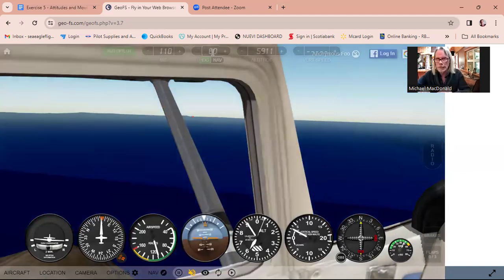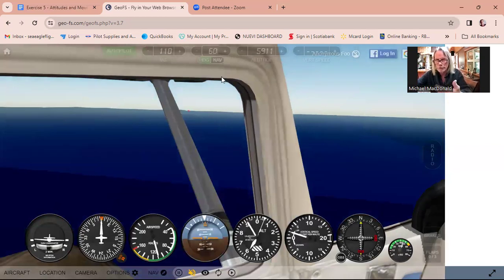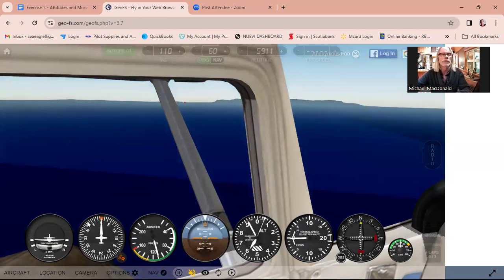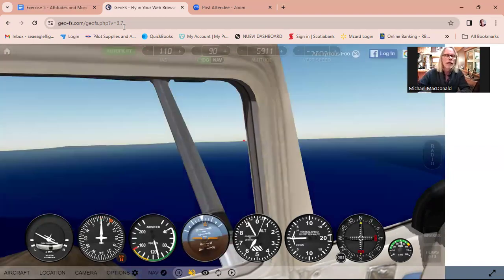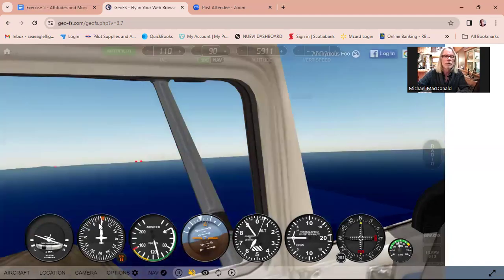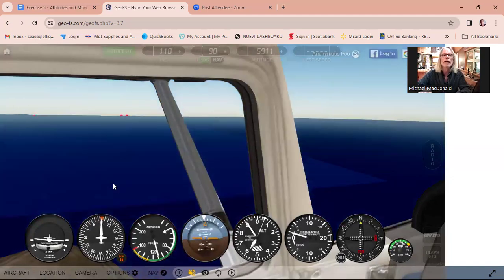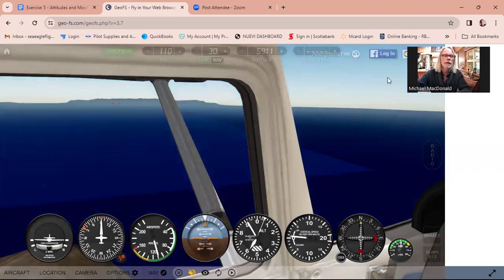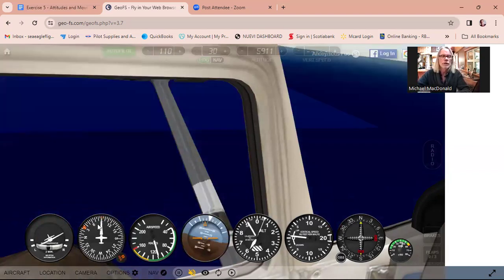Now let's look at the heading indicator, okay? The heading indicator reflects the compass heading. It's set against the compass. So here we are, on a heading of approximately 60 degrees. Now when I turn to the right, notice that the heading increases, the numbers increase in our turn. If I turn to the left, notice that the heading decreases in the turn, okay?